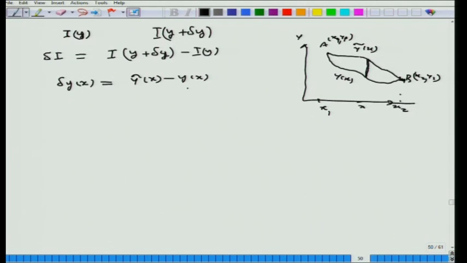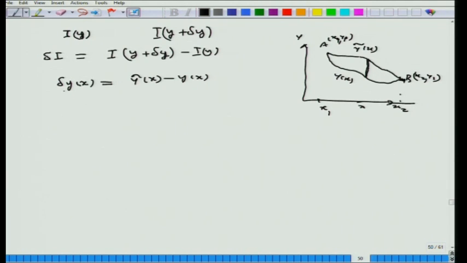So, this is the increment in y, and now this I, which will be a function of y plus delta y. Here, I of y plus delta y minus I of y is what will be denoted as the increment in the functional, or variation in the functional. In the same manner, how do we define the situation here? Like we had x going to x plus delta x, the difference is delta x.